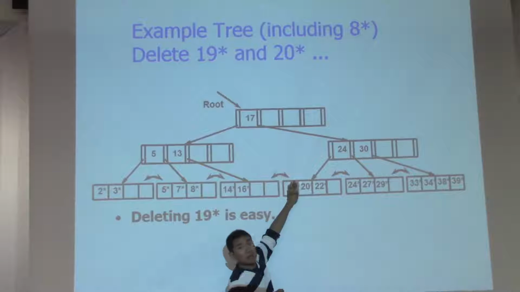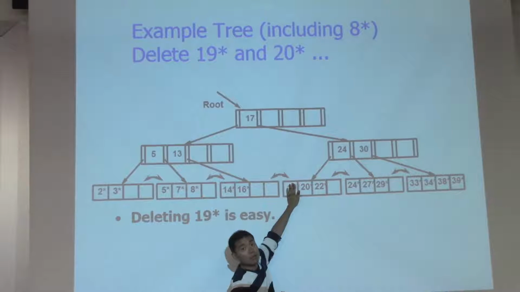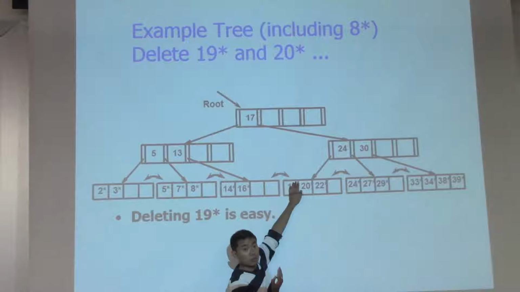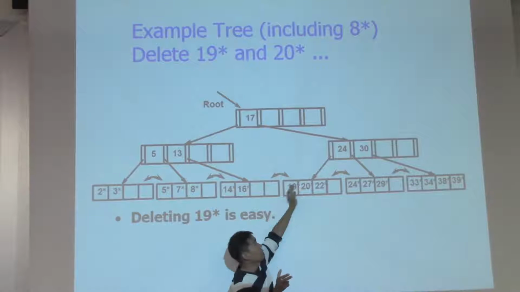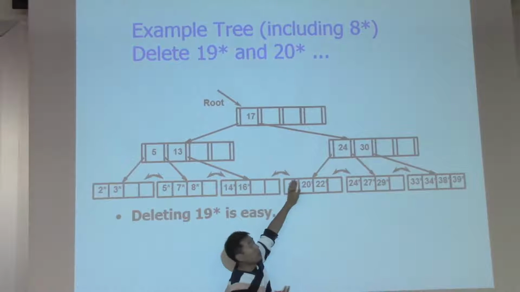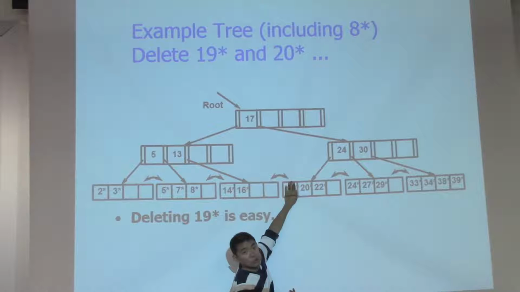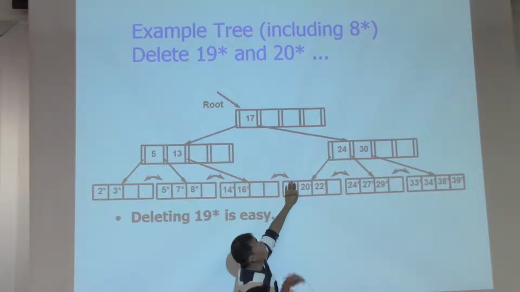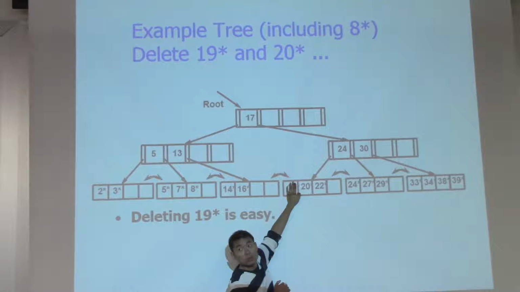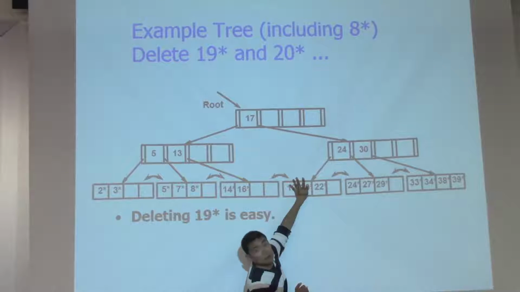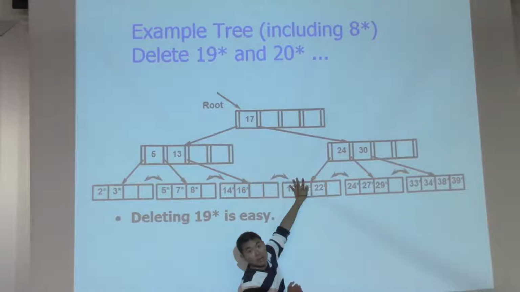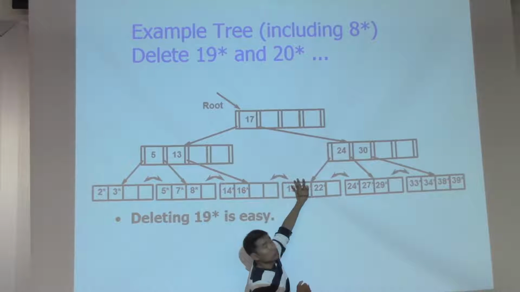Because the node is not underutilized. Why? Because the order of the node, in this case, is 2. B equals 2 because the maximum capacity is 4. Half of it is 2. After I remove 19, I still have 2 entries left, so it is not underutilized. Okay, so I'm okay. Now, if I have yet another deletion coming in, which is to delete 20, now what happens? I'm underutilized. And you try to do redistribution.